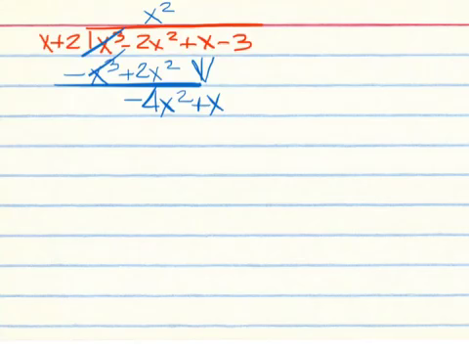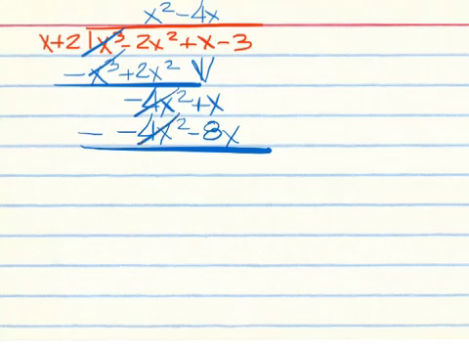Next, you start over again. What do you multiply x by to get negative 4x squared? And that would be a negative 4x. Place that here, and then go back and multiply this by each of these items out here. When you do that, this is negative 4x squared minus 8x. When you subtract, these two should cancel out.